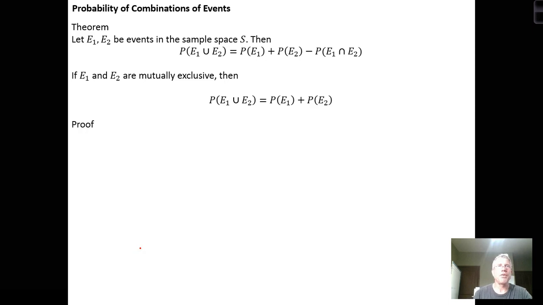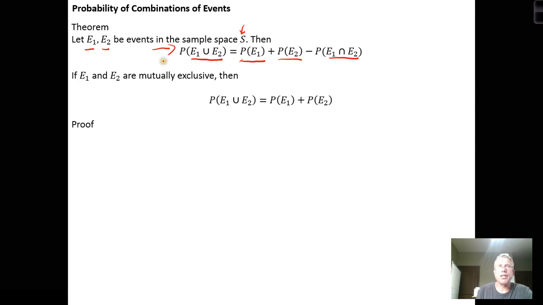So we have another theorem. What if we have 2 events in a sample space S, and we want the probability of the union, the probability of either E sub 1 or E sub 2 happening? The claim is that the probability of the union is given by the probability of E1 plus the probability of E sub 2 minus the probability of the intersection of the events E1 and E2. And this should look like the principle of inclusion-exclusion because it is.